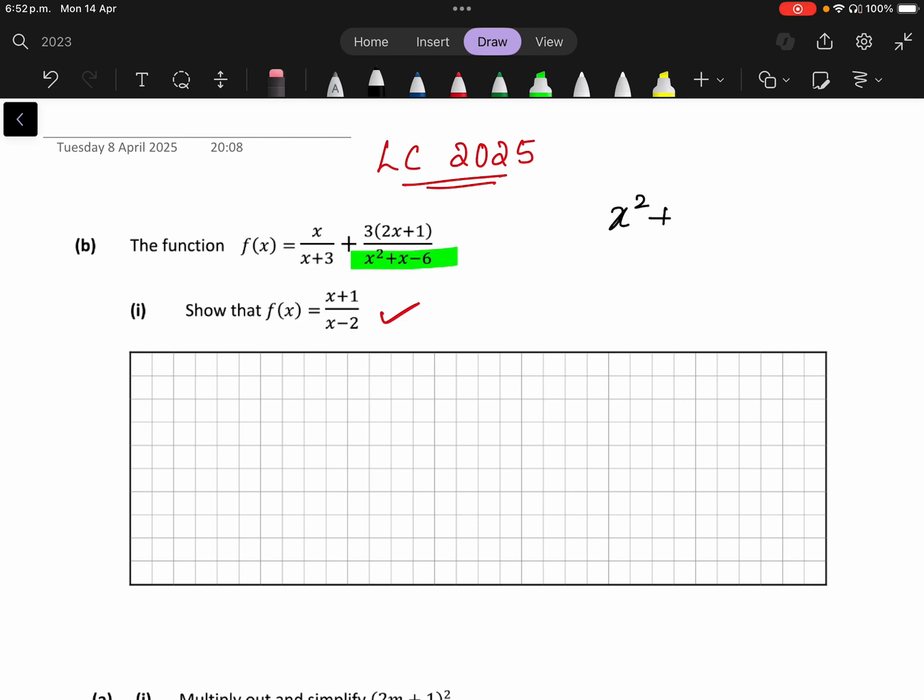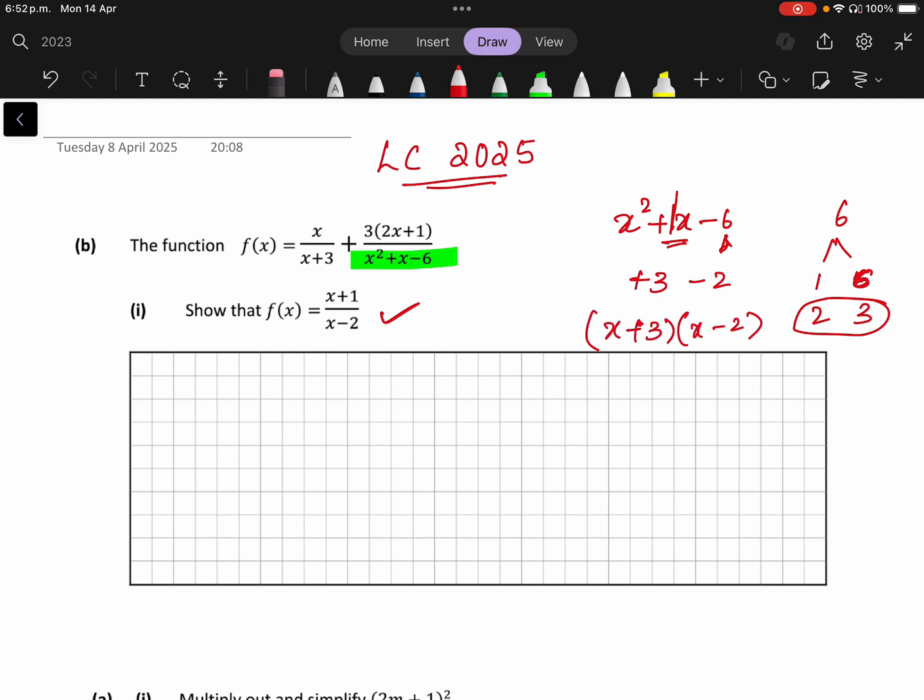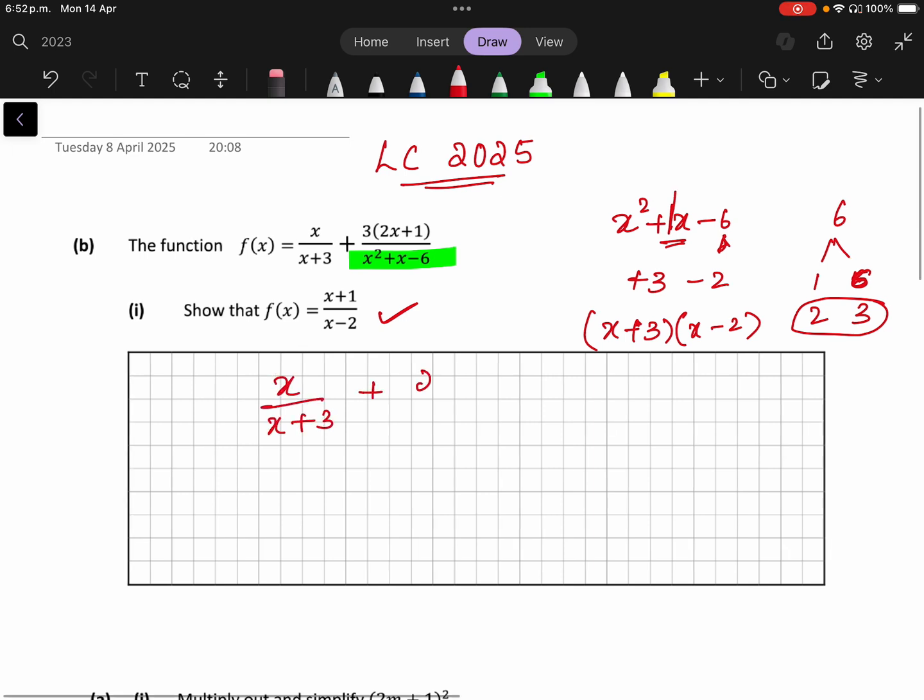If you have something like x square plus x minus 6, you take the last term 6 and find the factors of 6, which are 1 and 6, and 2 and 3, and find out which two factors added together will give you the 1 here. I see that it is 2 and 3, and they should be of different signs, so it should be plus 3 and minus 2. So the factors will be x plus 3 and x minus 2. So the expression will be x divided by x plus 3, plus 2x plus 1 divided by x plus 3 times x minus 2.